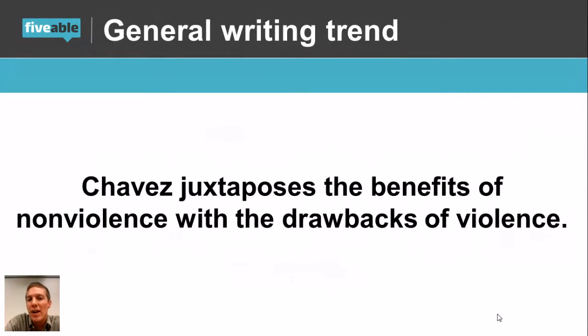So the general writing trend, and again, I know you haven't read this with me, some of you will read this at some point, I'm sure, this year, the Chavez piece. But this is what I would say. Chavez juxtaposes the benefits of nonviolence with the drawbacks of violence. That's the big picture writing trend that he does. Again, I'm going to talk about a lot more of that in my body paragraphs. And in a few weeks, I'm going to show you a beautiful rhetorical analysis body paragraph that can get you a 9. But I need to build you up to be thinking the right way.